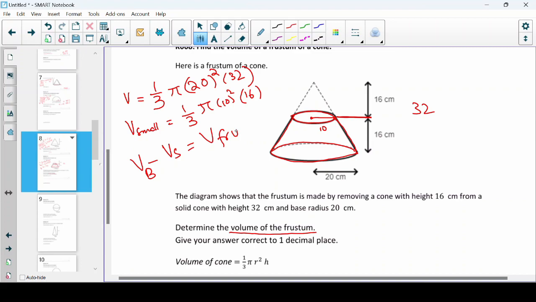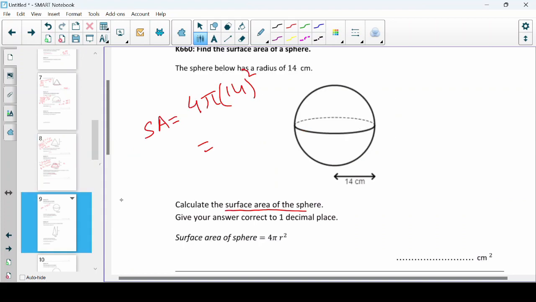In the next question, the sphere has a radius of 14. We have to find the surface area of the sphere. The formula for the surface area of a sphere is 4 pi r squared, where r is 14. By solving this, we can find the surface area of the sphere.